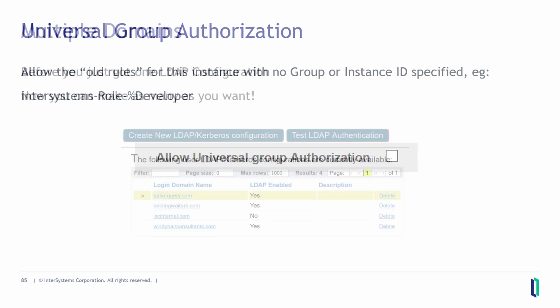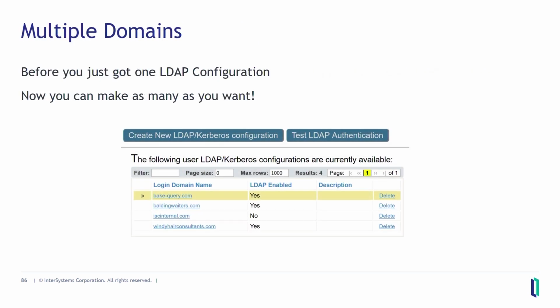Ta-da! Okay, the other exciting thing, multiple domains. Before, you only got one of those pages. You could connect to one LDAP server, search one domain, get those users. Now, you can make as many of these as you want. You can connect to your main company's LDAP server. The consultants have their own LDAP server. You can connect to that. You can specify a different group or instance authorization ID. Grand. Make as many of those as you want.